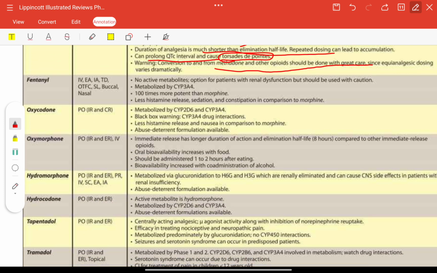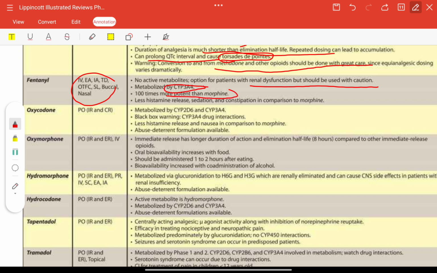Fentanyl is also available in all these parenteral routes, with no active metabolites, but the option for patients with renal dysfunction should be used with caution. Metabolized by CYP3A4, 100 times more potent than morphine, with less histamine release, sedation, and constipation in comparison to morphine. Oxycodone is oral, metabolized by CYP2D6 and CYP3A4, and it has a warning for drug interactions, with less histamine release and nausea. Abuse deterrent formulations are available.